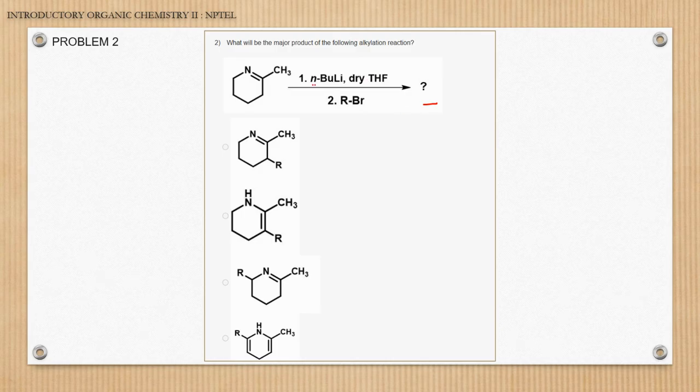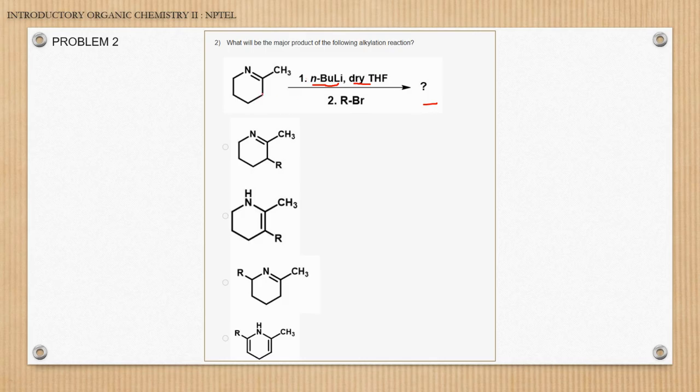Here they have added N-butyl lithium and dry THF. So what will butyl lithium do? First of all, what is butyl lithium? It is a base. So now what will a strong base do? It will deprotonate acidic hydrogen from the system. So it will take up a proton from the system.